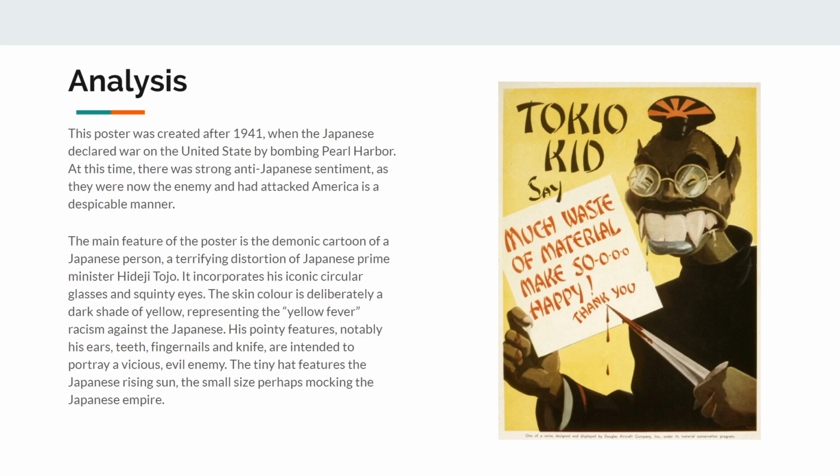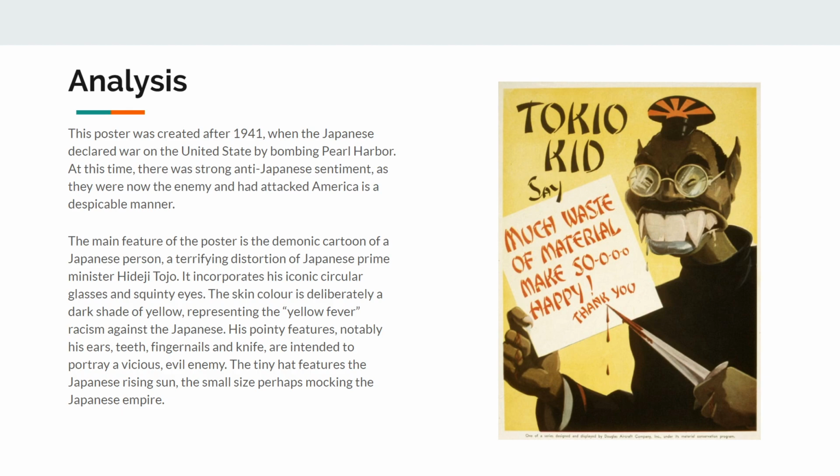Now, the skin color is deliberately a dark shade of yellow, which represents the yellow peril racism against the Japanese. And again, with Asians, when they're shown in cartoons, they're often shown in a yellow tone. Not a white or pink tone, but a yellow tone. And they're making it a dark yellow, almost like a tan or khaki color, to make it look particularly sick. So they're doing everything they can to be racist.